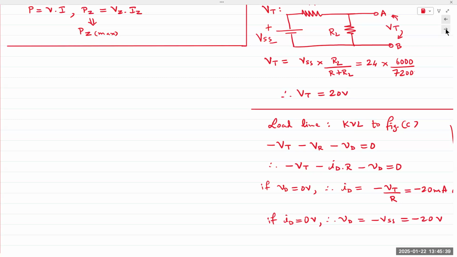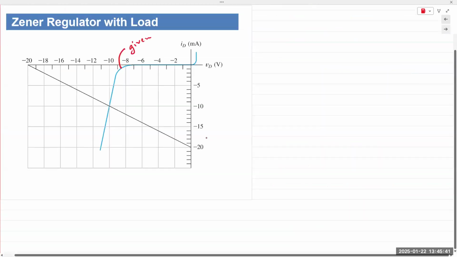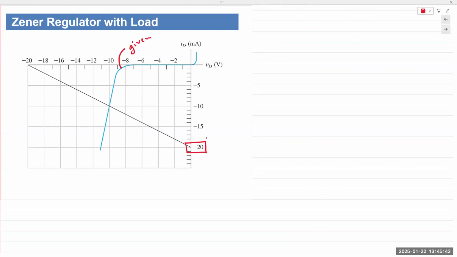And when I do that, I get a line that intersects the diode characteristic at this point. And the coordinates for this point give me the solution. And that turns out to be minus 10 volts and minus 10 milliamps. And again, the minus sign is just because we are in reverse bias.